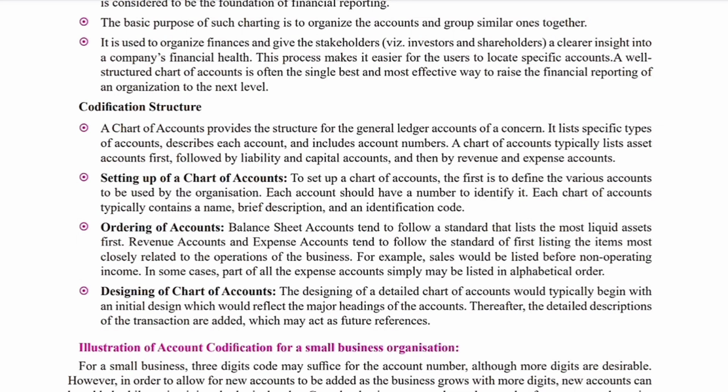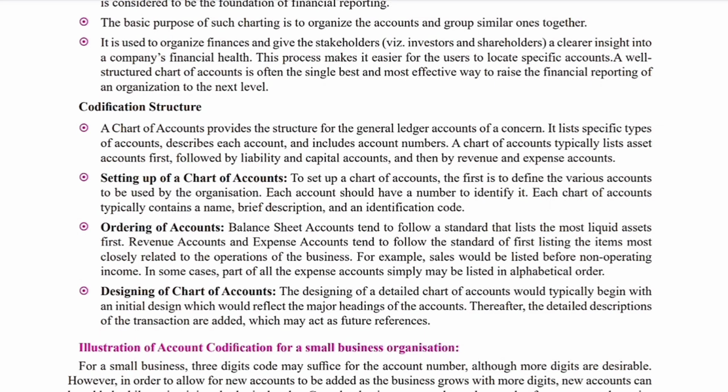So the first thing we have to do is decide what kind of accounts the company needs, the second thing is to give a unique number to these accounts, and the third thing is to give a brief description and also name those accounts. Then we have to organize these accounts. Organizing means the first thing that comes will be assets like cash and inventory.